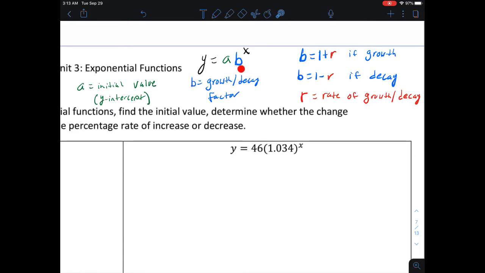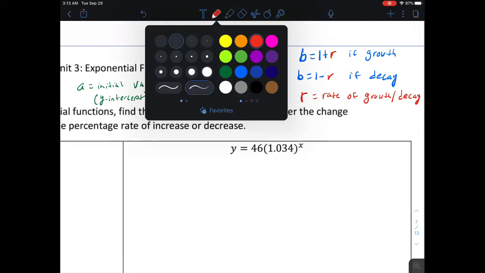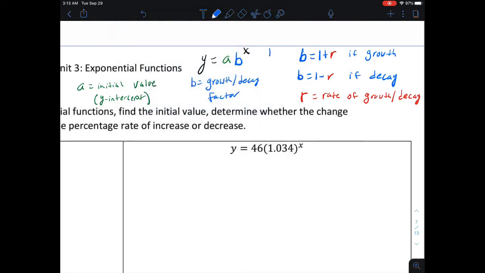The number that has the exponent, indicated here by b, that's got x as the exponent, is our growth or decay factor. So we can tell if a function is growing or decaying just based on what this number is. If b is bigger than 1, it's going to be considered growth. If b is smaller than 1, it's going to be considered decay.